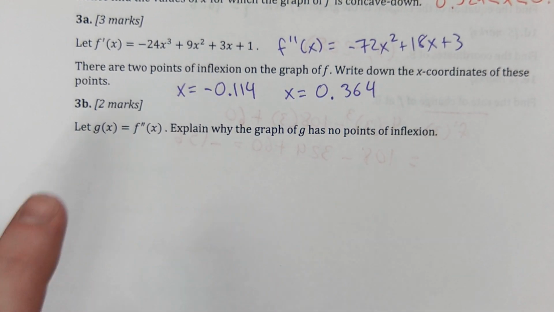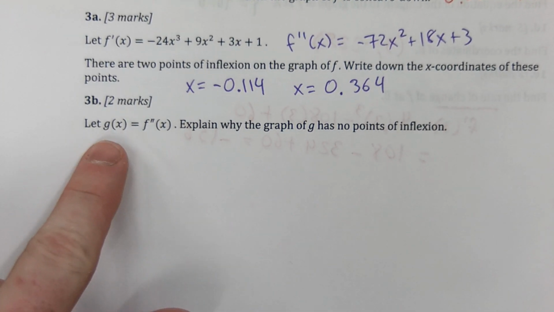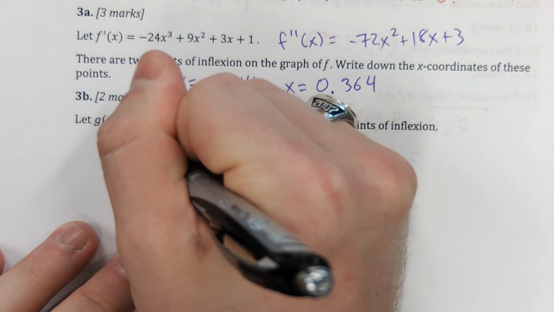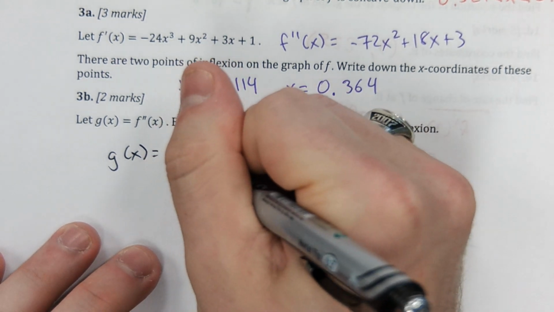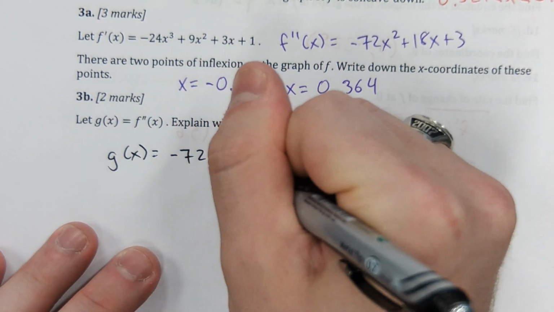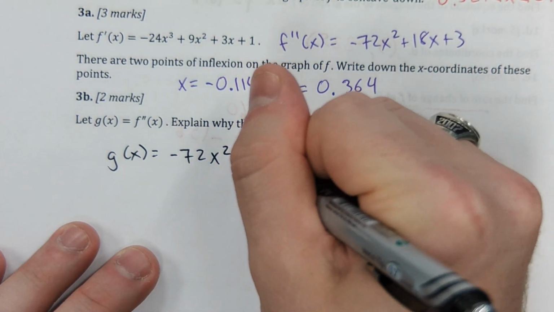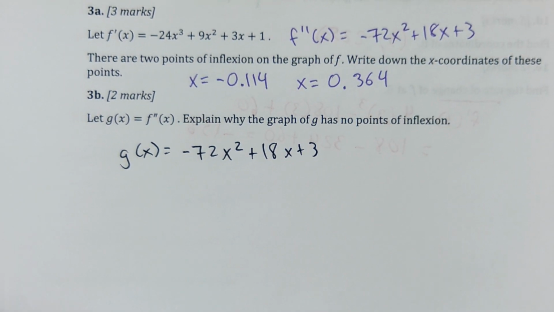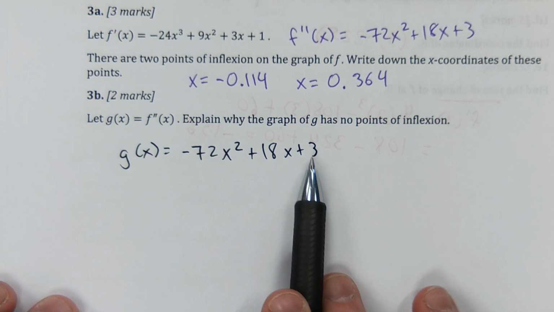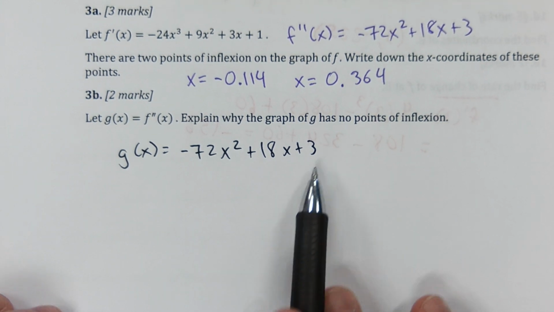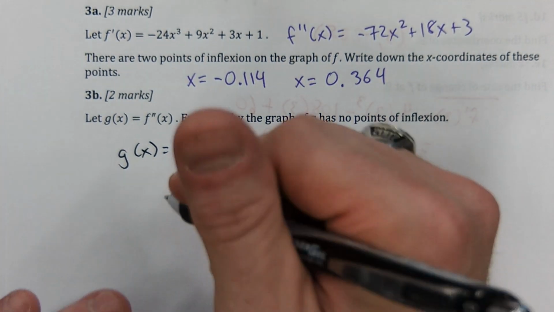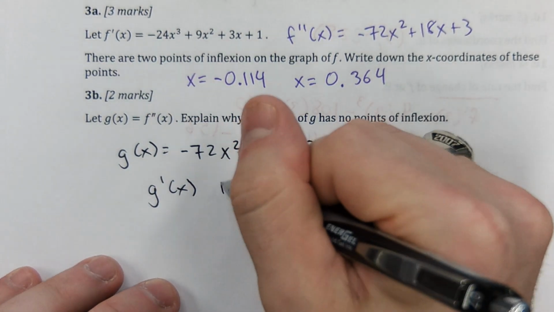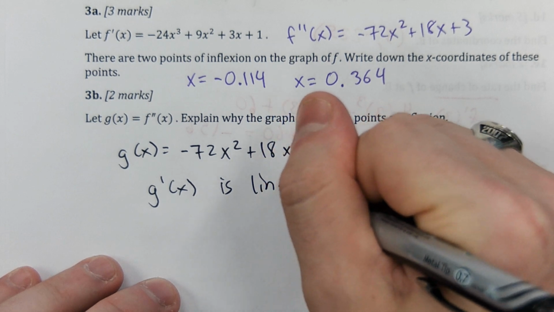This one says, now we're going to define a new function, g of x, and we're going to say that g of x is f double prime. This question says, explain why this graph has no inflection points. We don't even need to know what its equation is. We can just say this. G prime of x is linear.